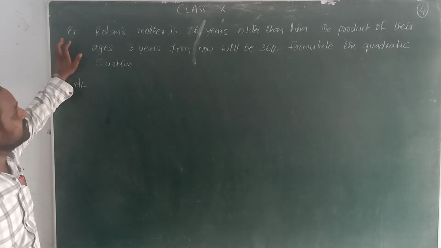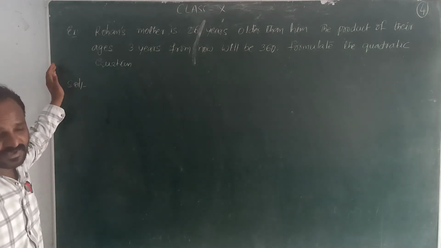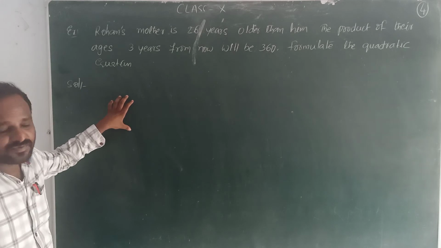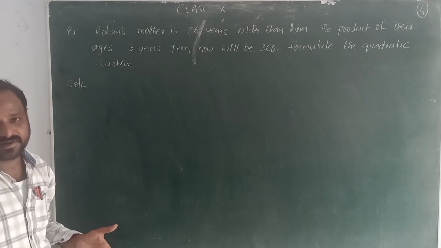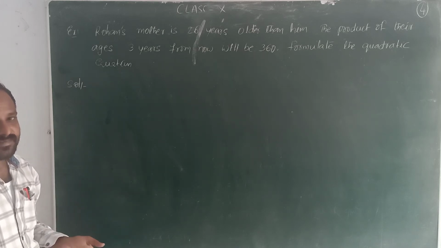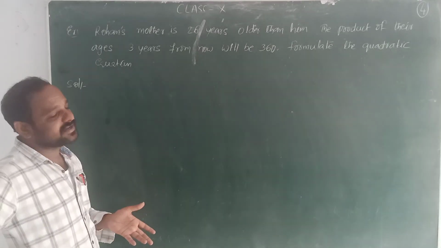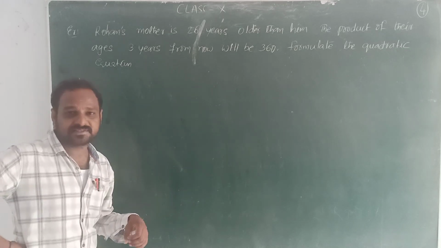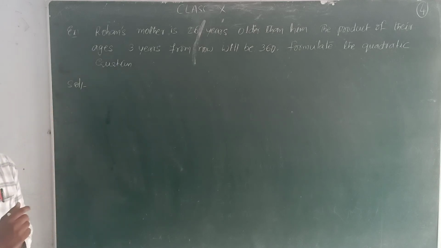Observe the problem exactly. Rohan's mother is 26 years older than him. That means here we knew the age of Rohan's mother, but we don't know the age of Rohan. If we knew the age of Rohan, then we are able to find out easily the age of Rohan's mother. Why? Because if the age of Rohan is 10 years, then her mother's age becomes 10 plus 26, that means 36 years. Did you understand? So we don't know the age of Rohan.